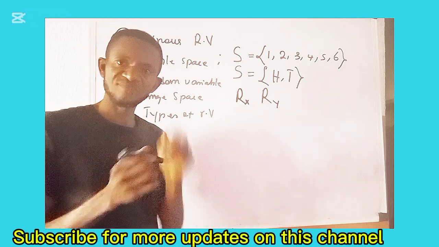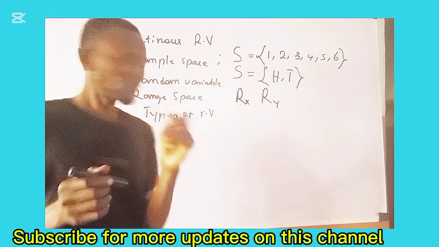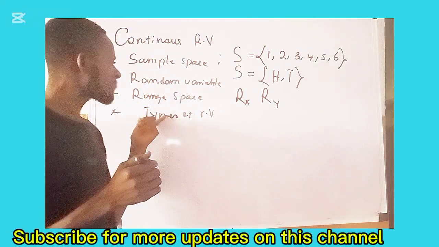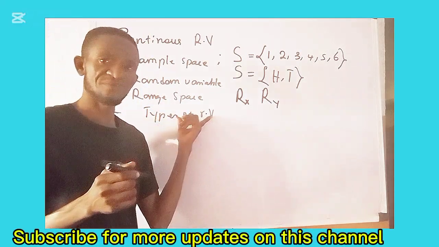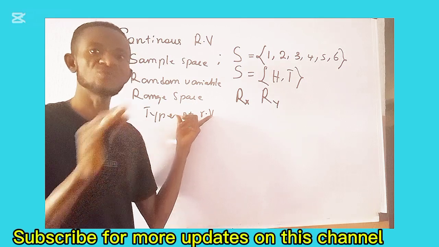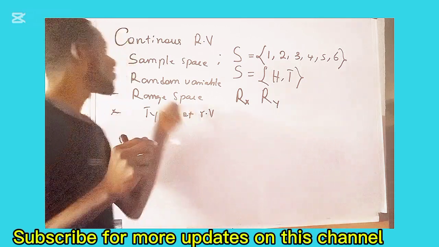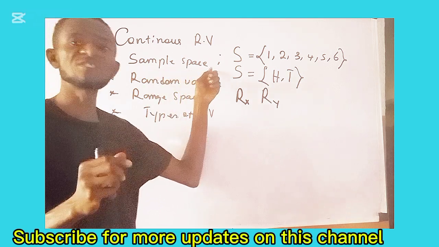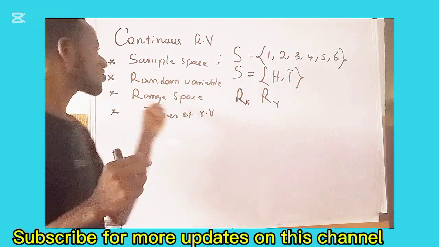Therefore, if you come down here, we have what we call types of random variable. Random variables are classified categorically into two, based on the nature of the sample space and the nature of the range space.